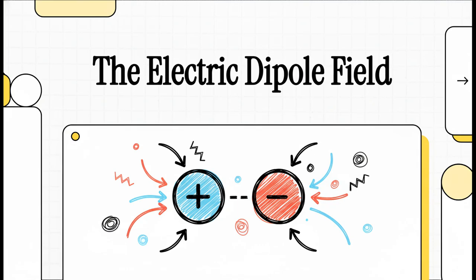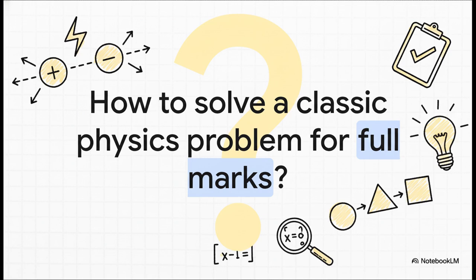Welcome to The Explainer. Today, we're going to tackle a true classic in physics, a problem that, trust me, shows up on exams all the time: calculating the electric field of a dipole. If you can nail this, you're looking at some serious marks. So how do you actually do it?